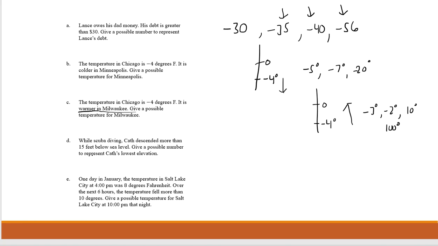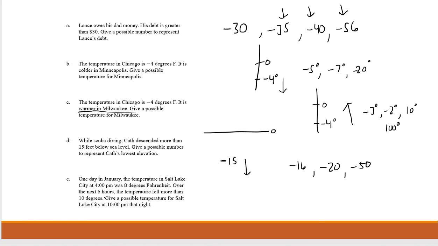So for part D, while scuba diving, Kath descended more than 15 feet below sea level. Give a possible number to represent Kath's lowest elevation. So if this is sea level, that would be like a 0, okay? 15 feet below sea level is going to be somewhere down around here. And then it says Kath descended more than 15 feet below sea level. So that means she went even further down. So you could have said negative 16 was a possible number, or negative 20, or negative 50. All of these would be examples of numbers that would work.